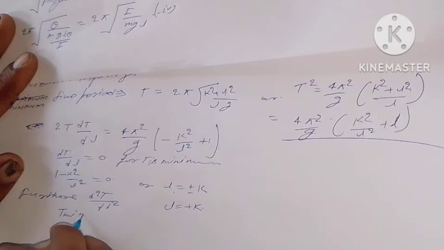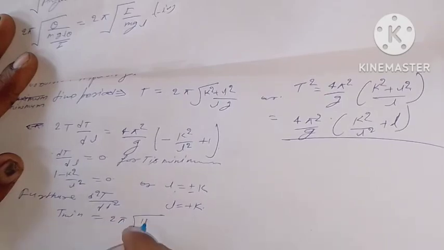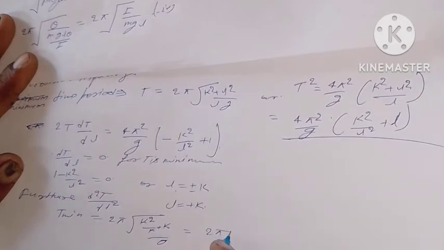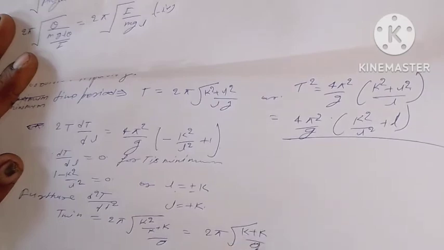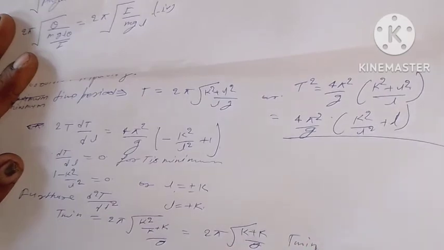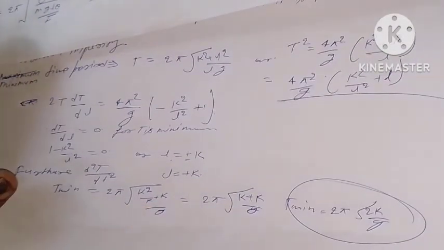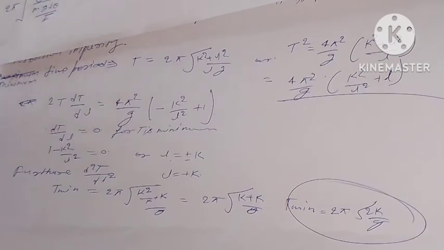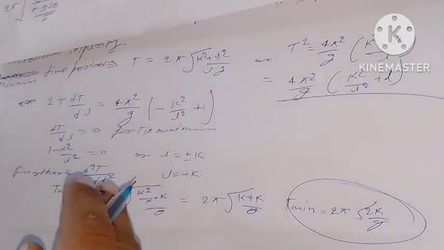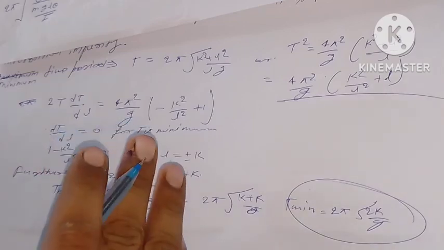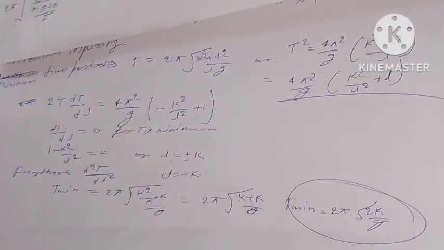Then T minimum equals 2 pi under root of k square upon k plus k upon g, equals 2 pi under root of k plus k upon g. That is, T minimum is 2 pi under root of 2k by g. This is the minimum. So the time period of the compound pendulum is minimum when the distance of the point of suspension from the center of gravity is equal to the radius of gyration. Thank you. Next is our Torsion pendulum.